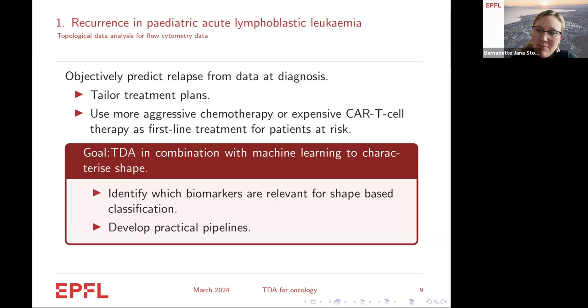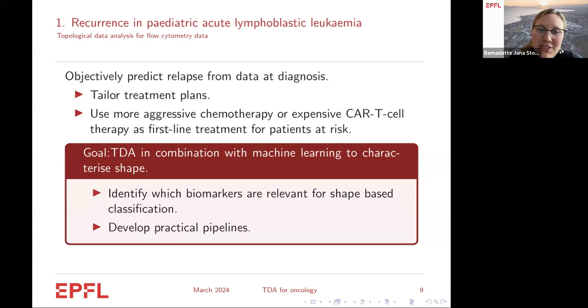Why is this important? Because then you can start tailoring treatment plans based on the individual risk. So, for example, if someone is at high risk of relapsing, you can skip aggressive or toxic chemotherapy, which will likely not be very effective. And you go on to use more aggressive chemotherapy or expensive CAR T cell therapy as a first-line treatment in the hope that this person will then not relapse.